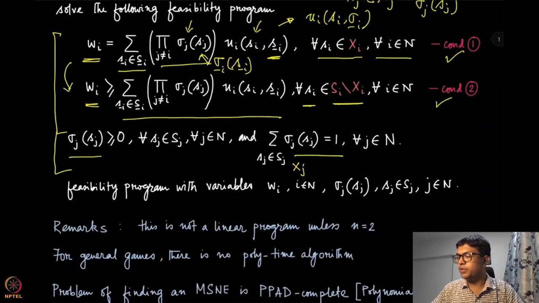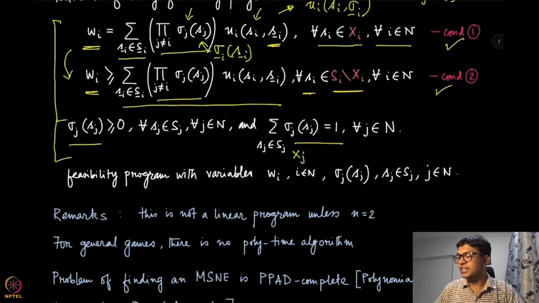If there are two players, then this expression is essentially linear, as there is only one such variable there. Otherwise, all these variables, the sigma j of sj's, appear in this expression in product form. So it's a non-linear program, which is not very easy to solve.